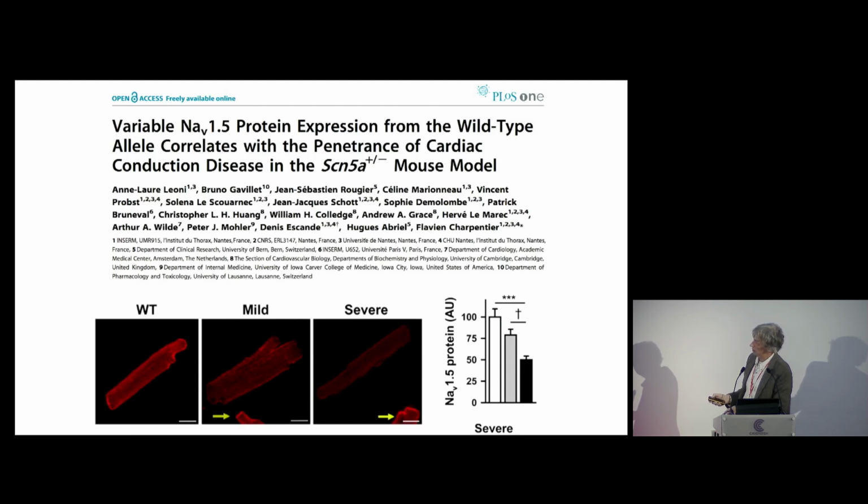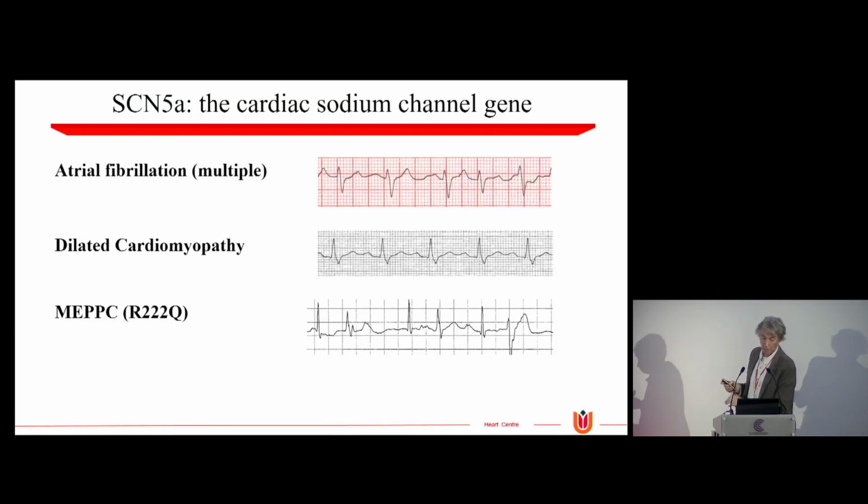So here's the summary graph. This is the wild type. This is a mouse with a mild phenotype, and these are the mice with a severe phenotype. That cannot be due to the mutant, because the mutant leads to a non-functioning allele, so that has to be due to the expression of the wild type allele, and that's what they show here. They show the expression of the sodium channel protein, and the expression of the wild type allele then modifies the phenotype.